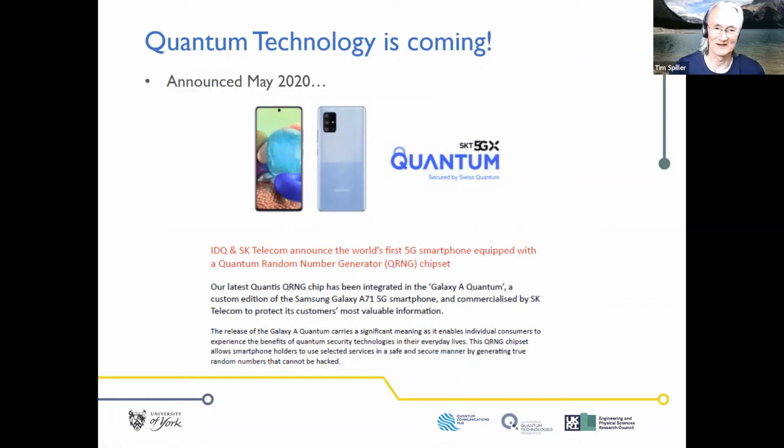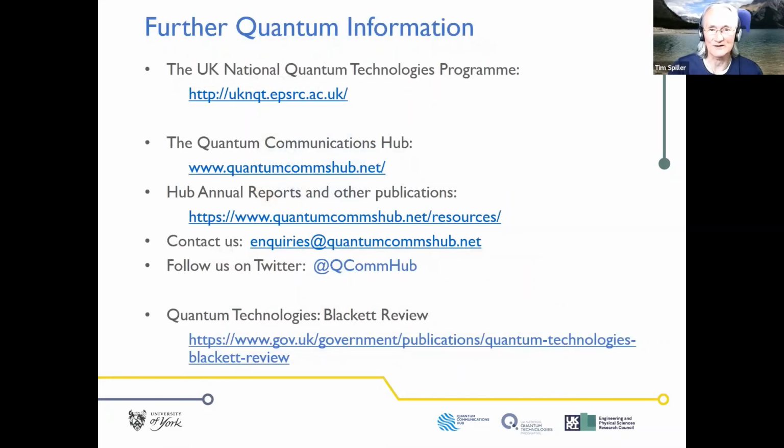So that covers all of our hub's efforts. Just to show you that this technology really is getting out there, this is a bit of free advertising for one of our industrial partners, ID Quantique, but just a couple of months ago it was announced that you'll soon be able to buy the latest Samsung Galaxy phone, actually with a quantum random number generator chipset embedded in it. So you really will be able to have quantum randomness in your pocket soon. So that covers the whole of the activity of the phase 2 hub.